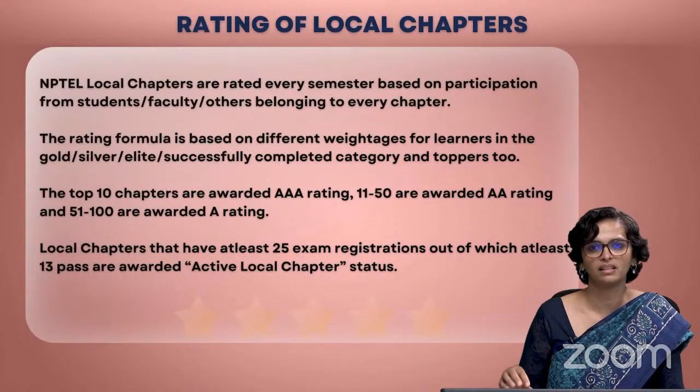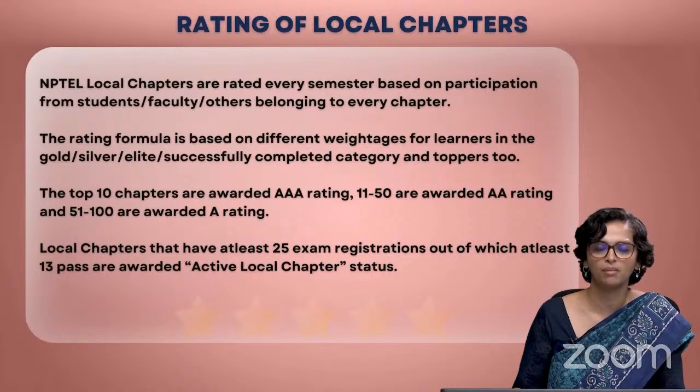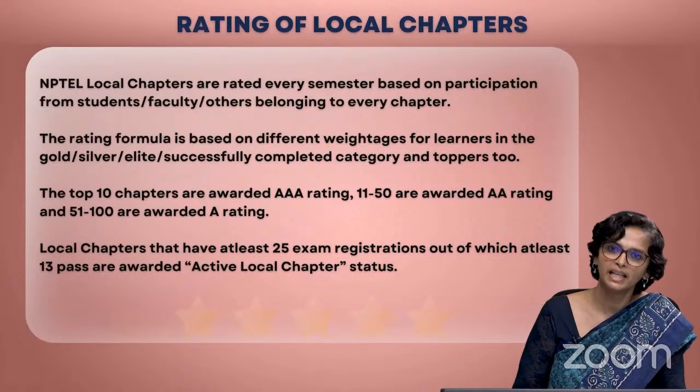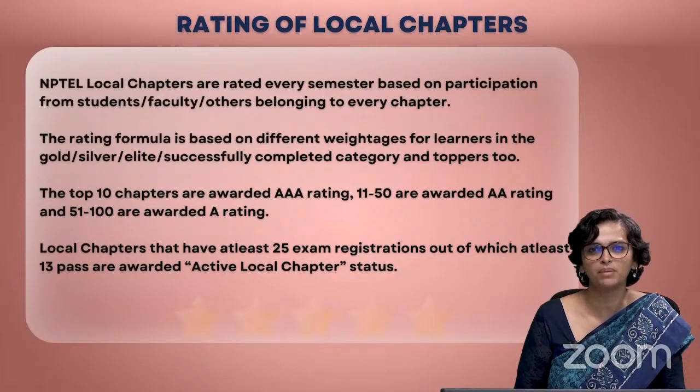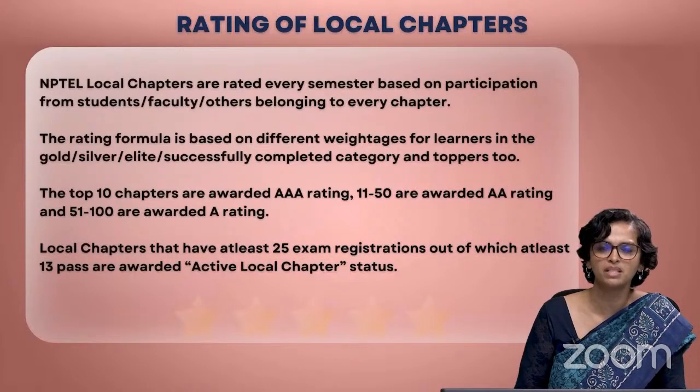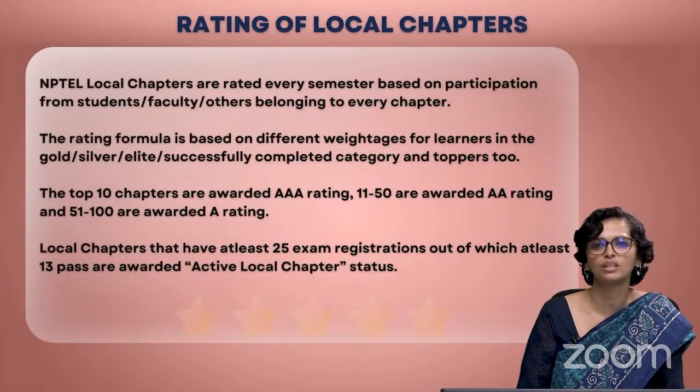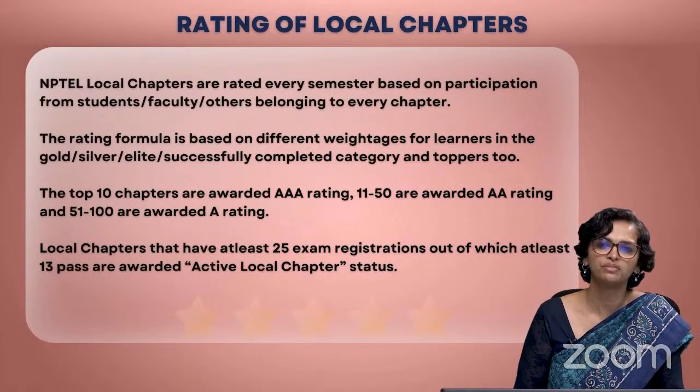based on the type of certificate they got, the number of learners that are there, whether it is faculty or students and so on. There is a formula we use for calculating the rating points for the various local chapters, and the top 100 local chapters are recognized every semester with ratings as given here. The top 10 chapters are given a AAA rating, 11 to 50 is given AA rating, and 51 to 100 is given a rating of A.